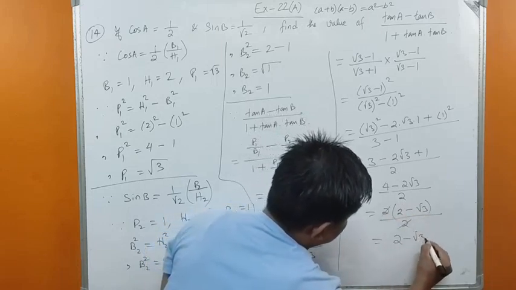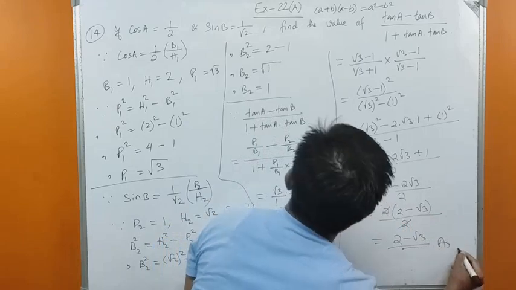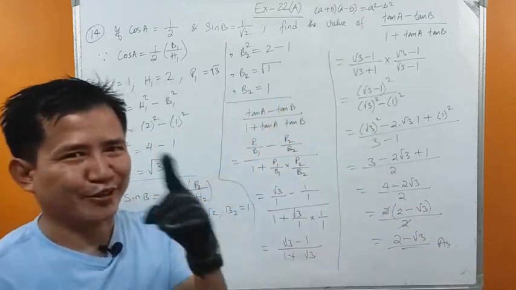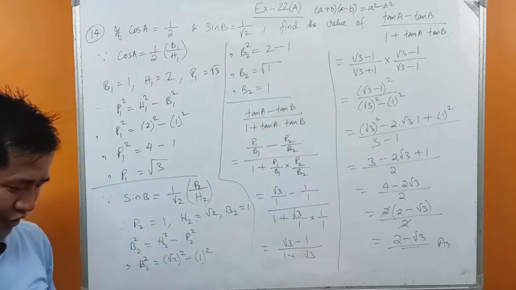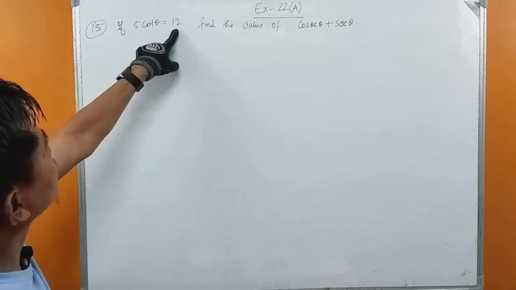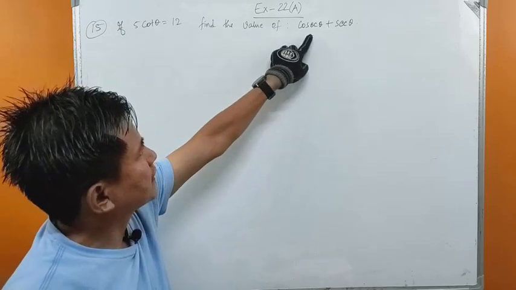So 2 minus root 3 is the answer for question number 14. The value of this expression is 2 minus root 3. I hope you got this. Now let us move on to the next question. Question number 15. If 5 cot theta equals 12, find the value of cosec theta plus sec theta.